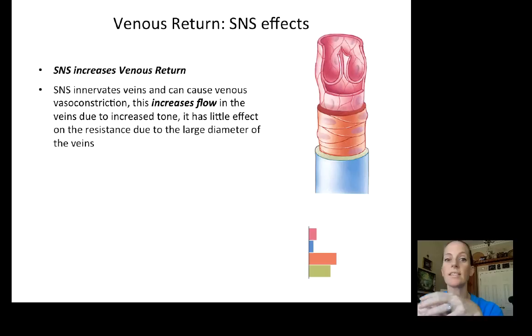This is very different than the vasoconstriction we just talked about. Venous vasoconstriction, in total contrast to what happens in the arterioles, actually increases flow because you went from this very slack, large vessel to something that has more tone. It doesn't affect the resistance like it does in the arterioles because veins are so much bigger. So, increased sympathetic nervous system increases vasomotor tone and gets more venous return back to the heart.